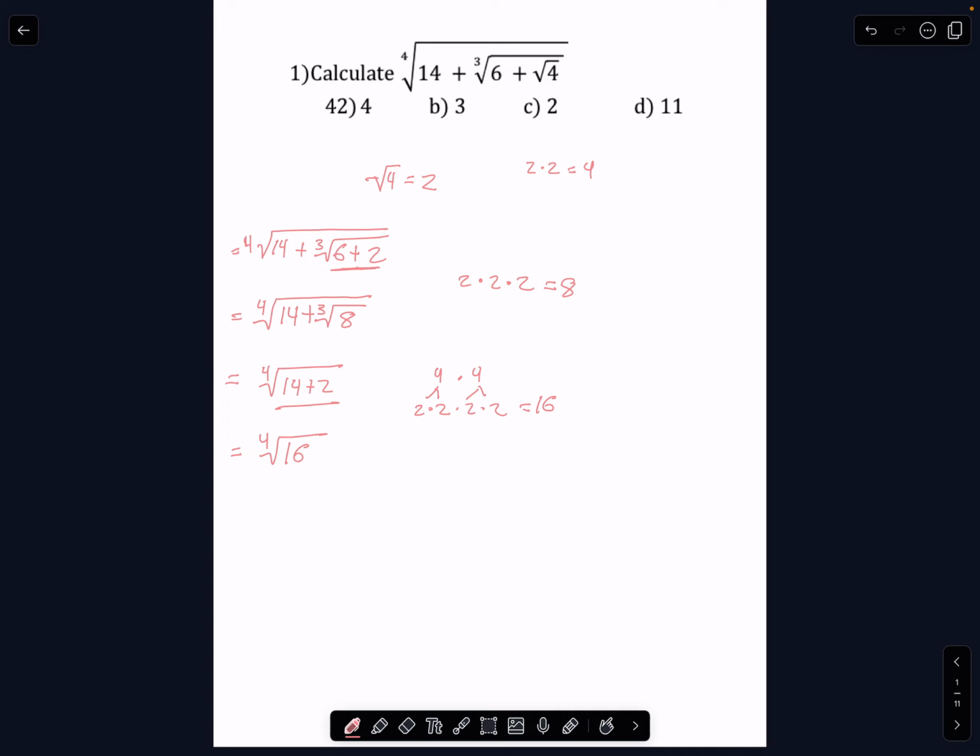So, also, they're never going to give you a fourth root of an insane number or a number that cannot be broken down, right? They're always going to give you a number that you can do without having to use a calculator. And this one should be. So, for number 1, our answer is C, which is 2.